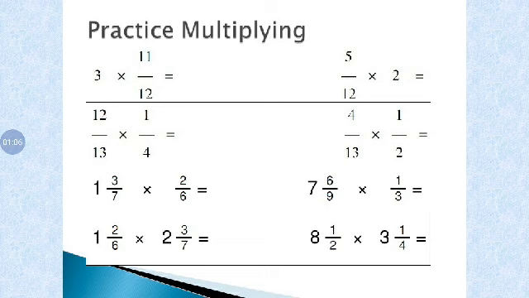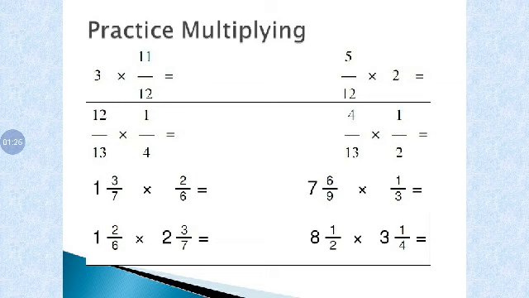So 3 into 11 by 12. 3 by 1, so the denominator is considered as 1. 3 by 1 into 11 by 12. So multiply the numerators. 3 times 11 is 33. Then the denominators, 1 times 12 is 12.